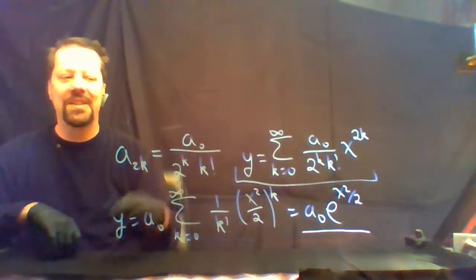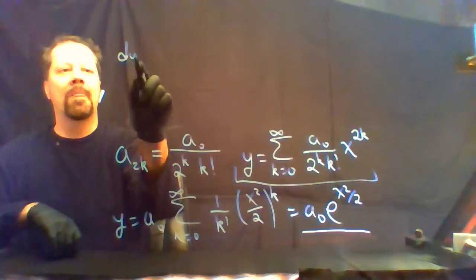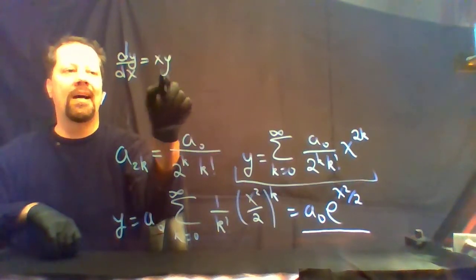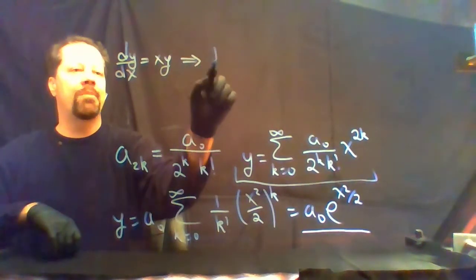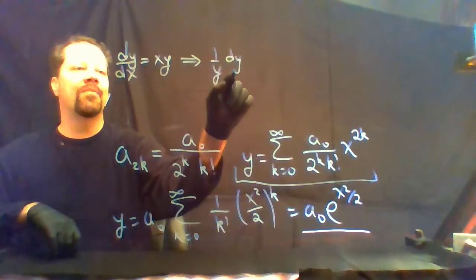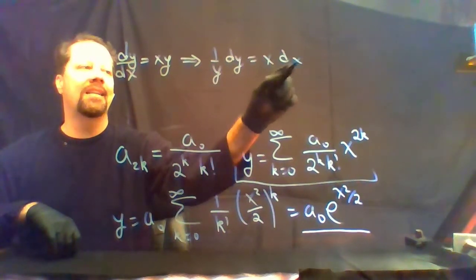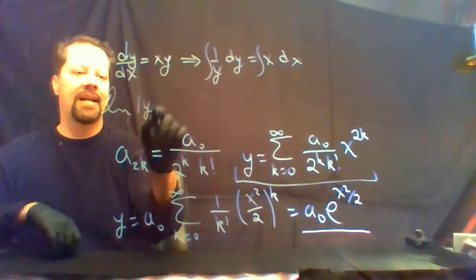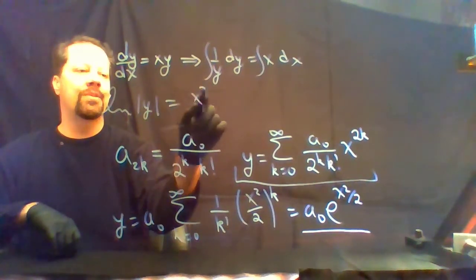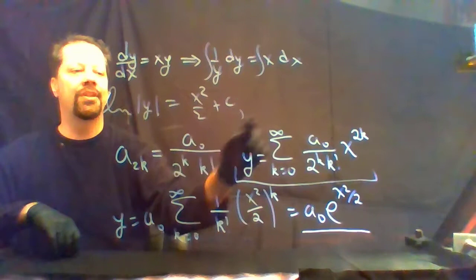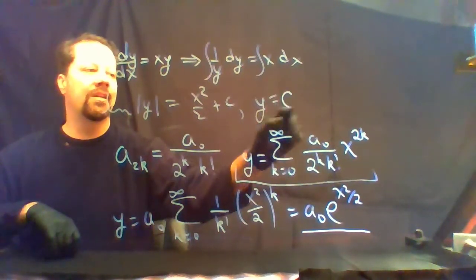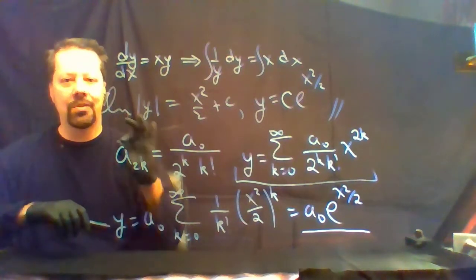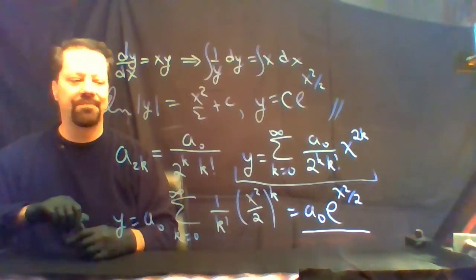Yes, we could have come to this conclusion much more easily. The original differential equation was dy dx equals xy, which can be separated as 1 over y dy equals x dx, which we could then integrate. We'll have the natural log of the absolute value of y equals x squared over 2 plus a constant of integration, and that gives you y as a constant times e to the x squared over 2. A much quicker way to arrive at the solution.